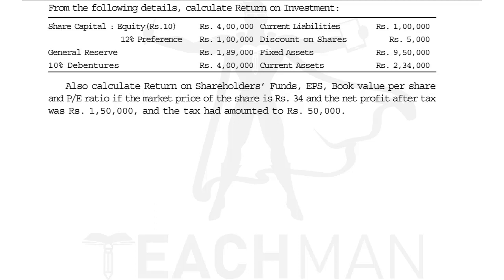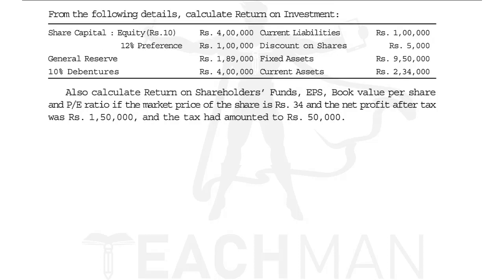Now let us solve a problem on different types of ratios. From the following details, calculate return on investment. So they have given the information regarding equity share capital, preference share capital, reserve, that is general reserve, 10% debentures, current liabilities, discount on shares, fixed assets, and current assets.